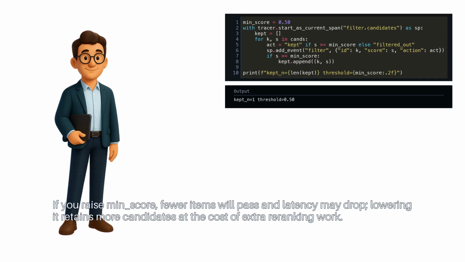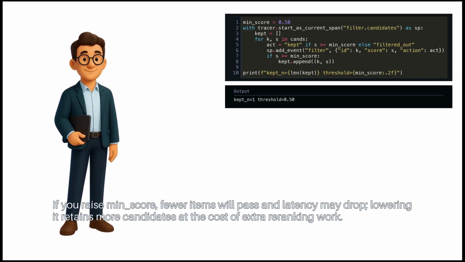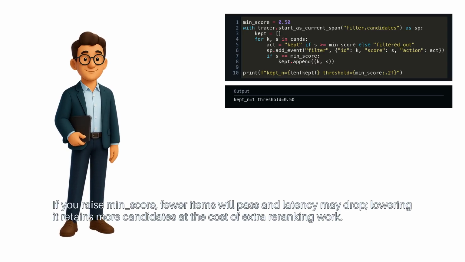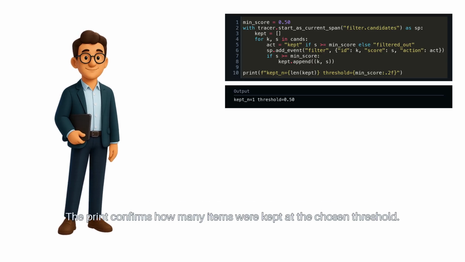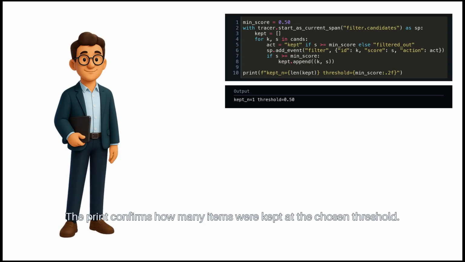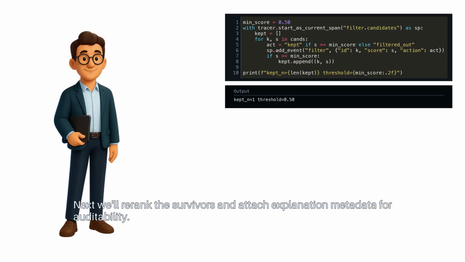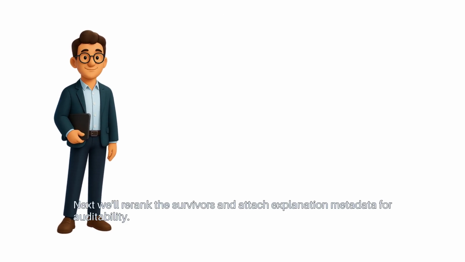If you raise min score, fewer items will pass and latency may drop. Lowering it retains more candidates at the cost of extra re-ranking work. The print confirms how many items were kept at the chosen threshold. Next, we'll re-rank the survivors and attach explanation metadata for auditability.